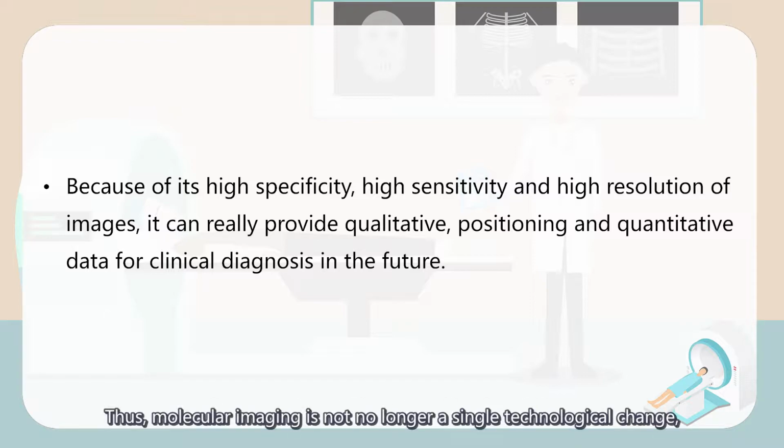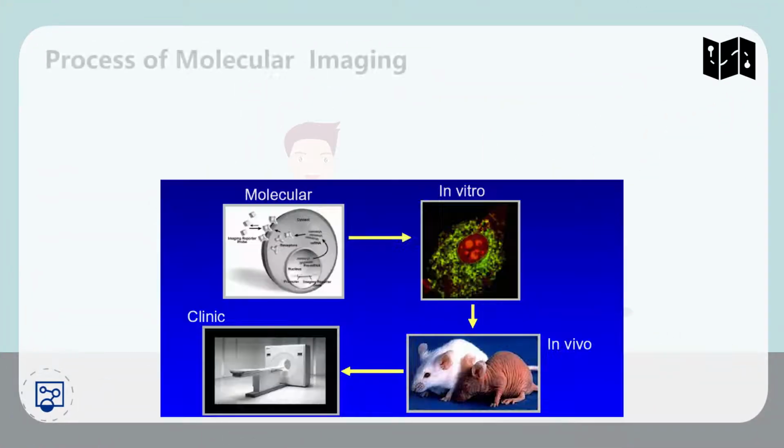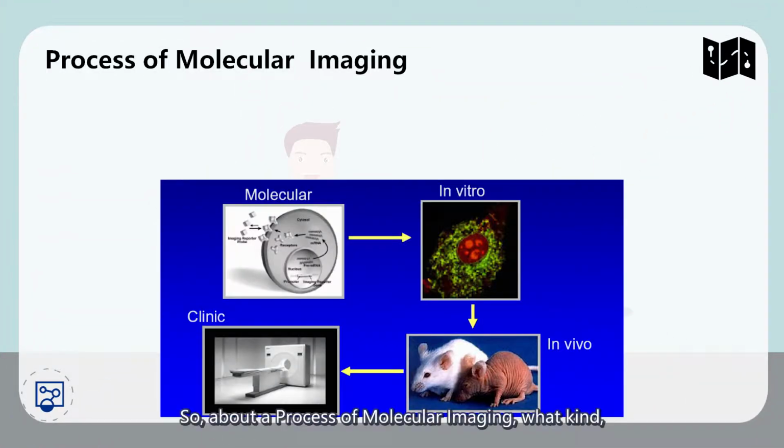Thus, molecular imaging is no longer a single technological change, but an integration of various technologies. It combines several advancing technologies to form a new branch. So about the process of molecular imaging: how does it work?